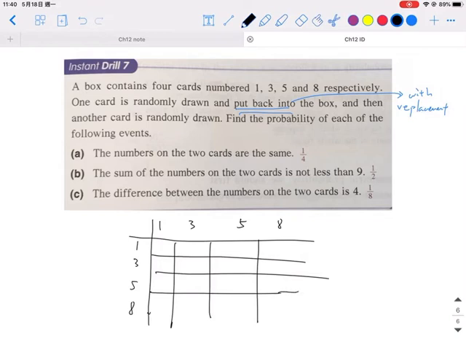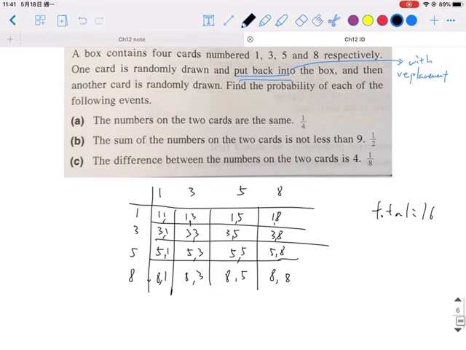So the first row is 1,1, 1,3, 1,5, 1,8, and so on. So therefore we have 16 outcomes. Okay? 5,5. So 5,8, 8,1, 8,3, 8,5, and 8,8. It is better for you to put a comma between them. Okay, so in total we have 16.